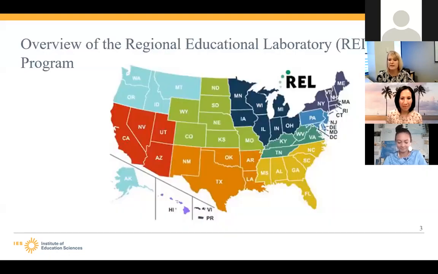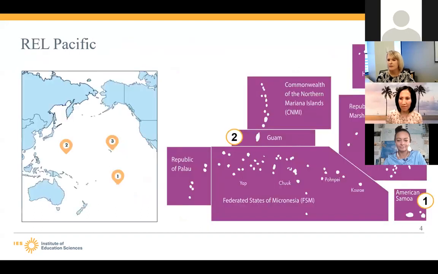So I'm going to just briefly tell you a little bit about REL Pacific and our work in case you're not yet familiar with us. We are one of 10 regional educational laboratories, or RELs, that are funded by the Institute of Education Sciences, or IES. So on this slide, this map illustrates all 10 of those regions, so it doesn't show our entire region. And on the next slide, we'll provide some information about the REL Pacific region.